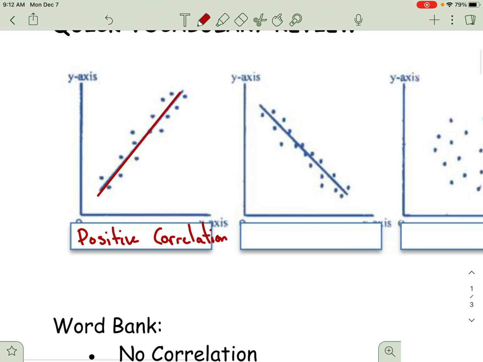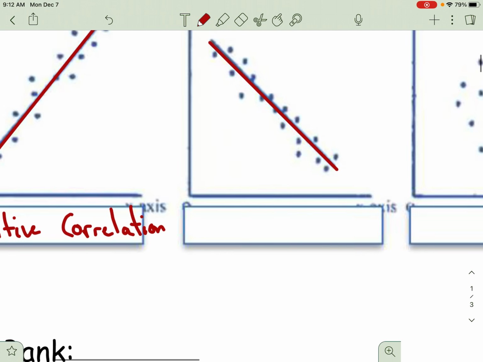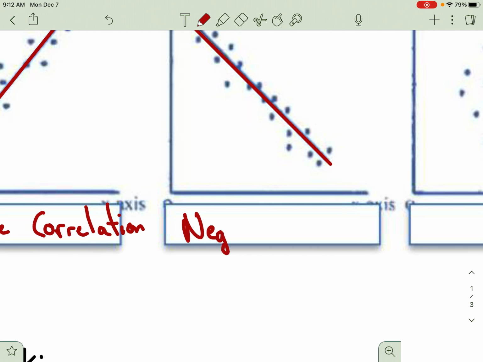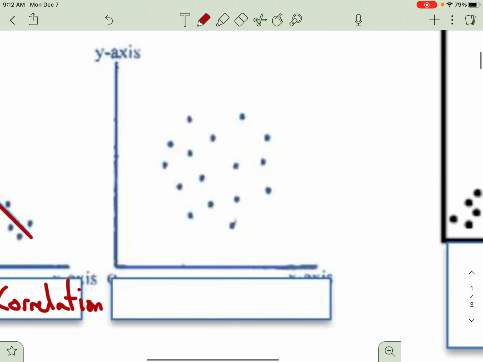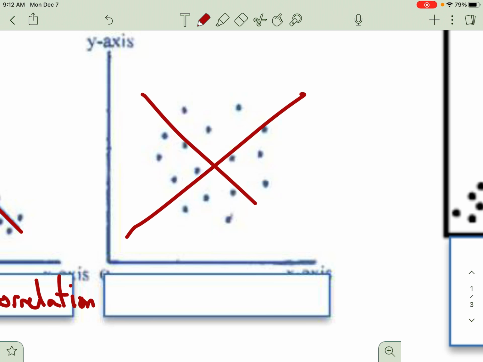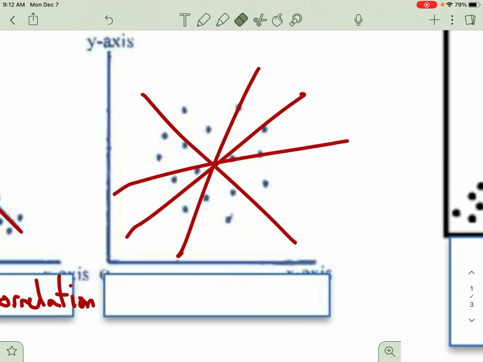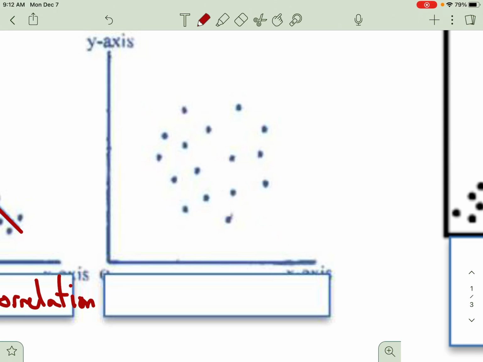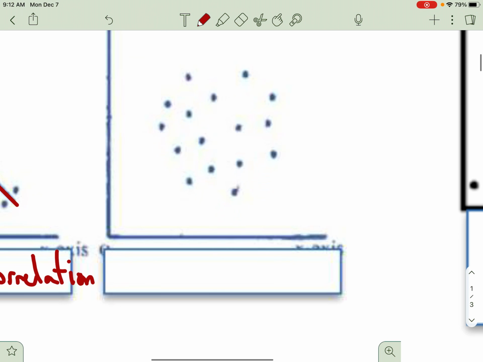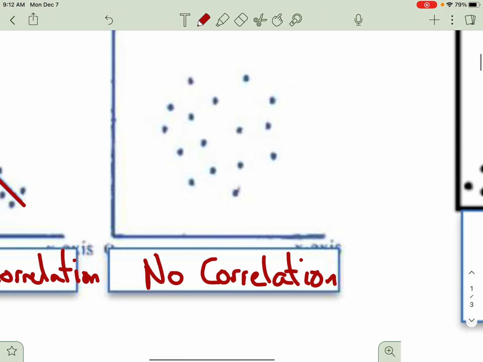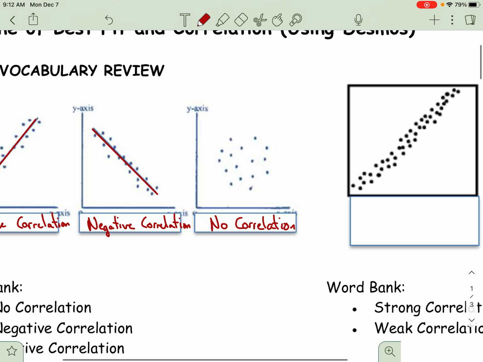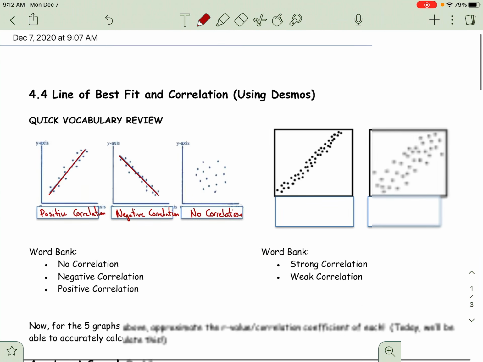This trend line seems to go down from left to right, so we would call that a negative correlation. And the last one, notice that they're just scattered around. You could draw a line anywhere through and it wouldn't really fit the dots any better or worse. So we could say there is no correlation. This is like saying that the rain outside does not affect your grade in class. There's no real true correlation with that.